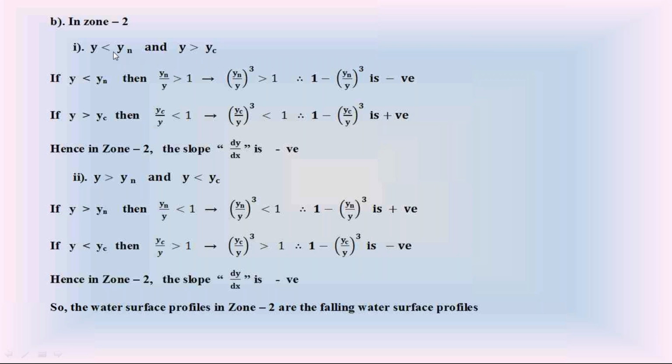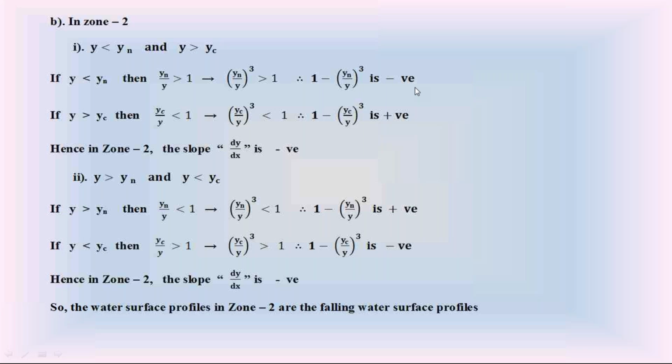Now coming to the slope dy by dx calculation in zone 2. First, if the depth of flow y is less than the normal depth yn, then the yn by y ratio is greater than 1. So yn by y whole cube is greater than 1, so 1 minus yn by y whole cube is negative.